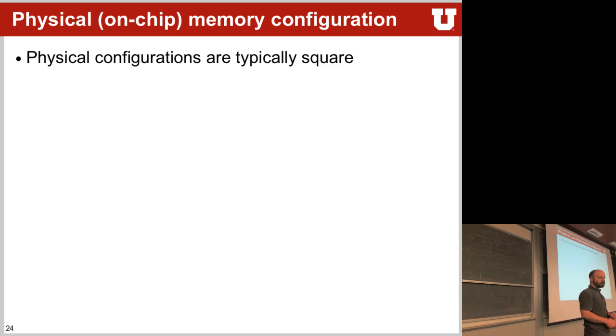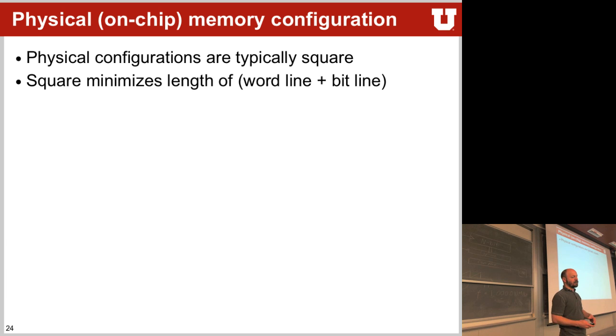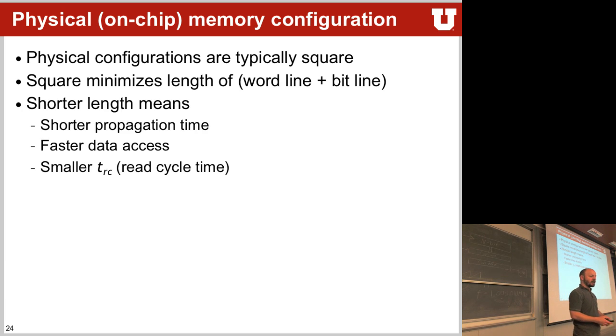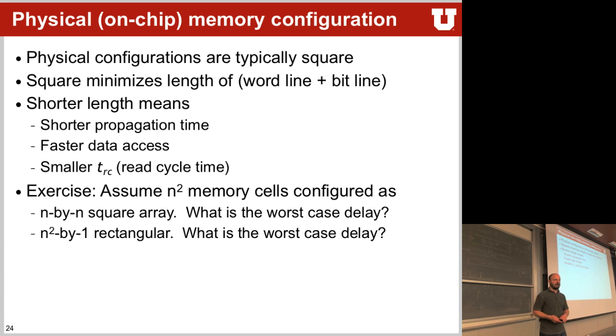Okay, so let's look at physical on-chip memory configurations. Physical on-chip memory is typically square because that has the best performance with aspect ratio. It minimizes the length of word lines and bit lines and thus becomes more efficient inside of your chips. The shorter length means that we have shorter propagation times through the chips. The longer the wire is, the longer it takes to go through it, so the slower the data access becomes, and the larger the read cycle time.